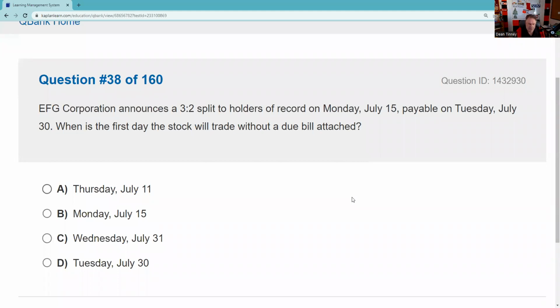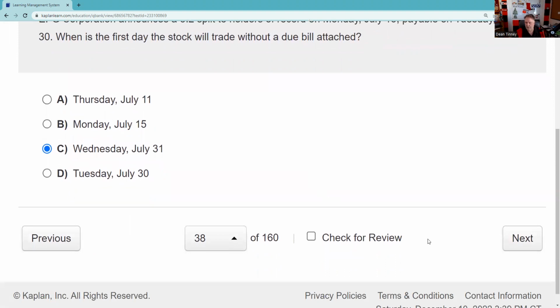EFG Corporation announces a 3-for-2 split to the holders of record Monday, July 15th. So remember that if it's a cash dividend, the X date is 1 business day prior to record. But if it's a stock split, the X date is the day following the payable date, right? So it's payable July 30th. That's what we need because it is a stock split. So when is the first date the stock will trade without a due bill attached? It's the day after the payable date, which in this case is Wednesday, July 31st. So the X date for a stock split is different than the X date for cash dividends. It's the day following the payable date for a stock split. Question 39.